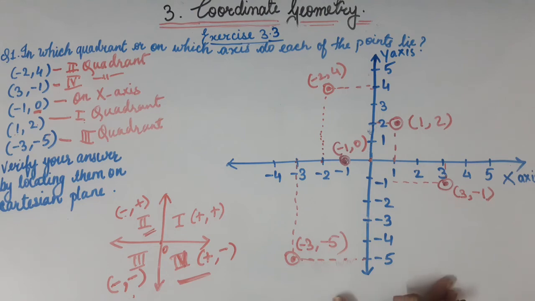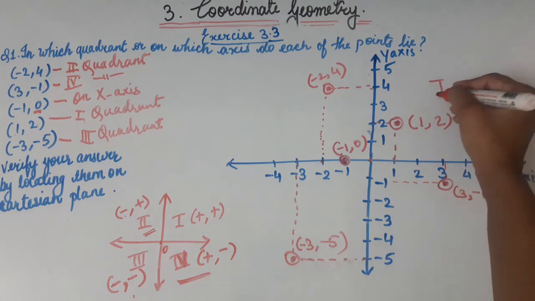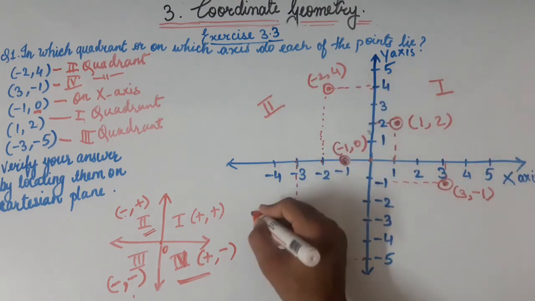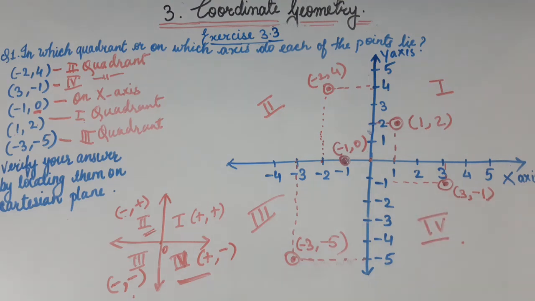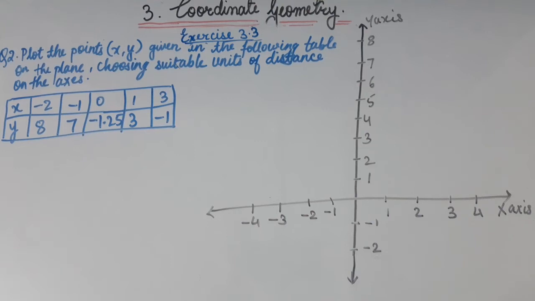So we have verified our answers by plotting them on the Cartesian plane, right? So this is your first quadrant, second quadrant, third quadrant, and fourth quadrant. Okay, so let us see the last question of this chapter and exercise. Let me write it for you. The last question is, plot the points (x, y) given in the following table on the plane, choosing suitable unit of distance on the axis.